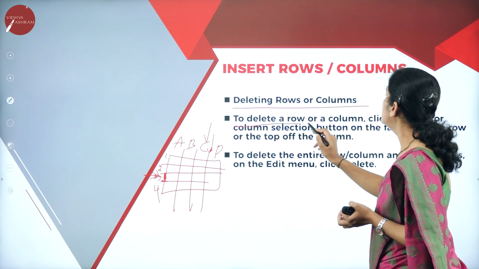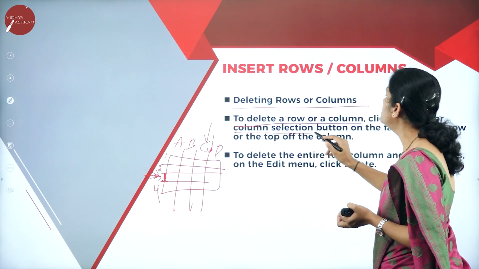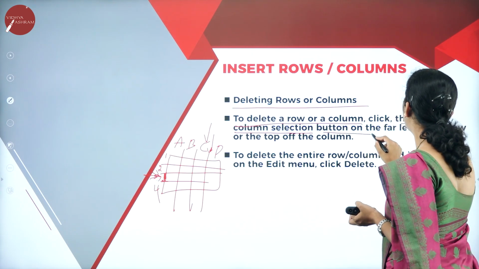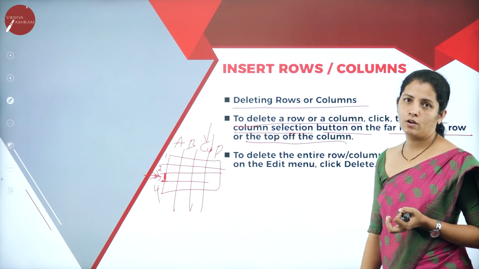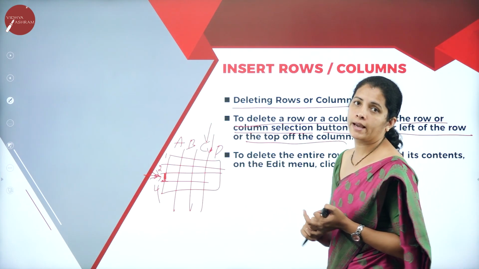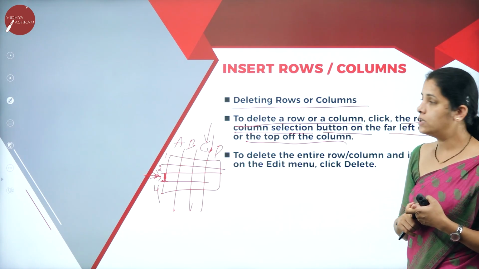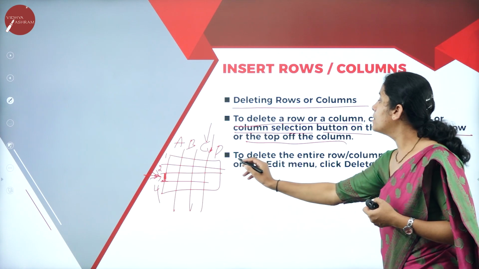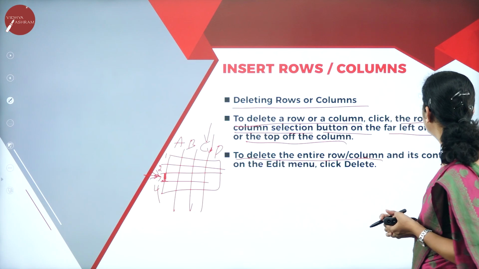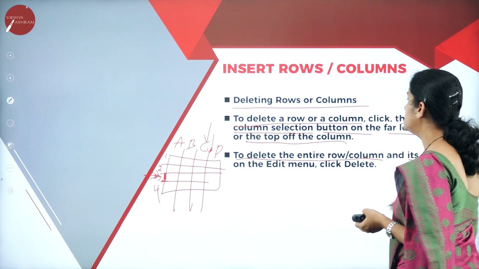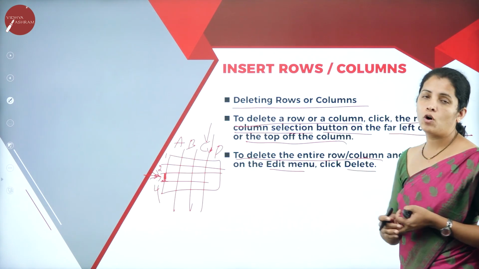So to delete a row or column, click the row or column selection button on the far left of the row or top of the column. That means this is the way you can remove rows as well as columns. And there is another option to delete entire rows or columns and their contents. On the edit menu, you're going to have the option called delete.